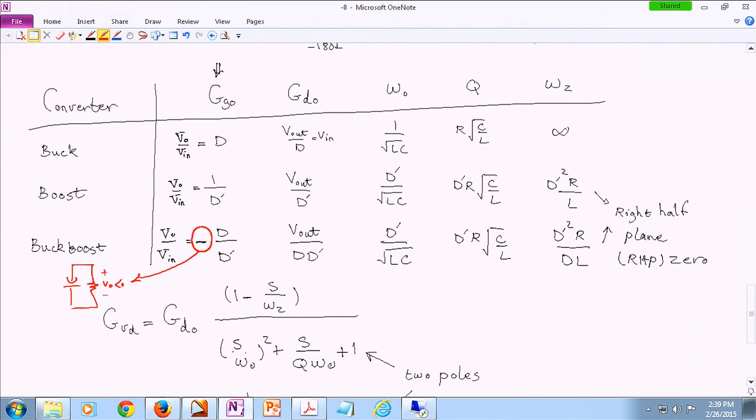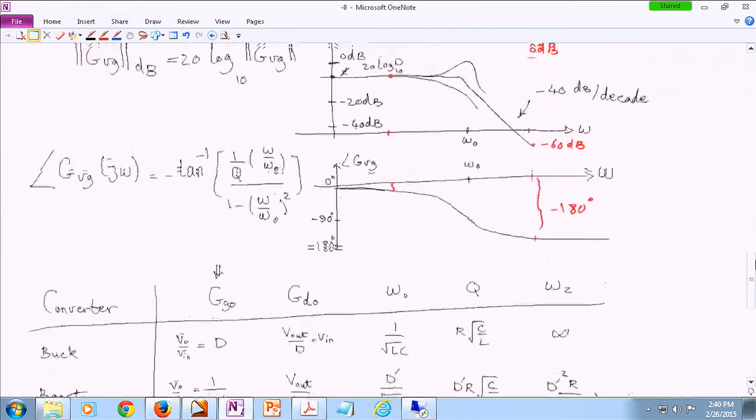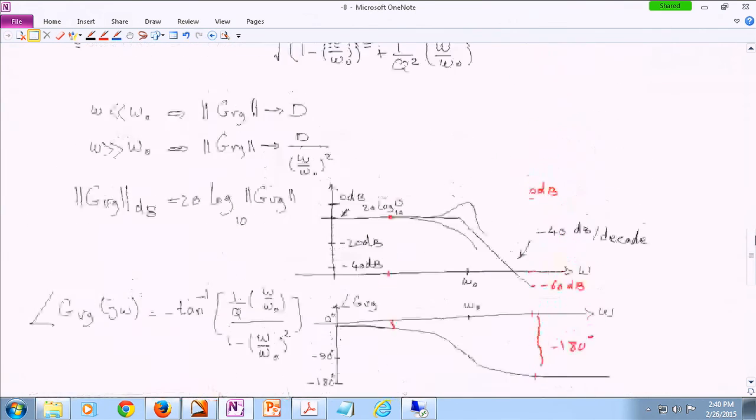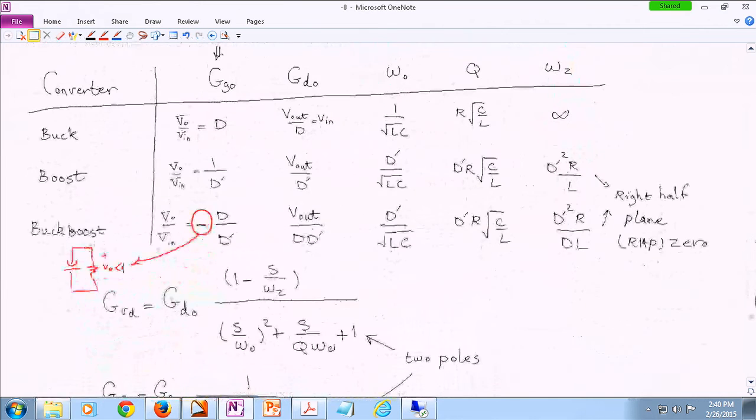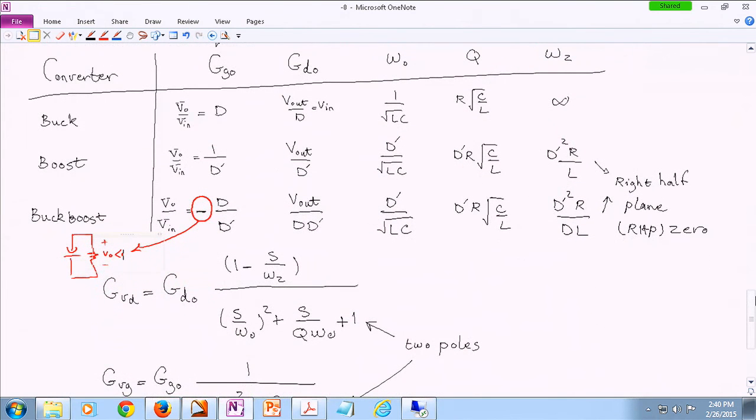Okay, so this is a canonical form of representing these two transfer functions for the three converters. What about the output impedance? A lot of times output impedance is neglected, and we will talk a little bit about it later. But with these two transfer functions, we can design the compensation network that we would like to have.